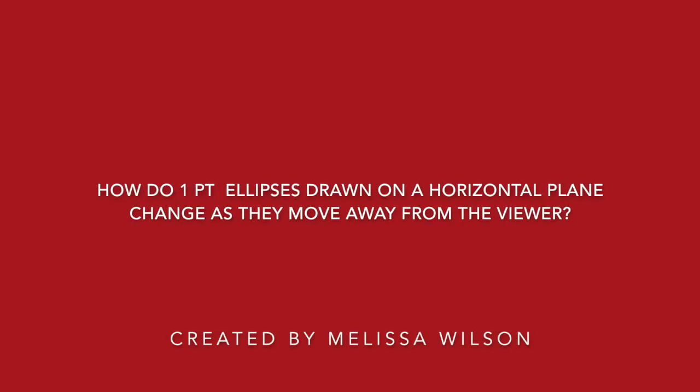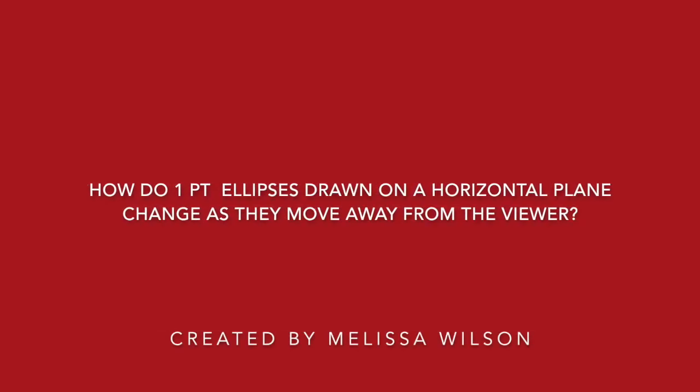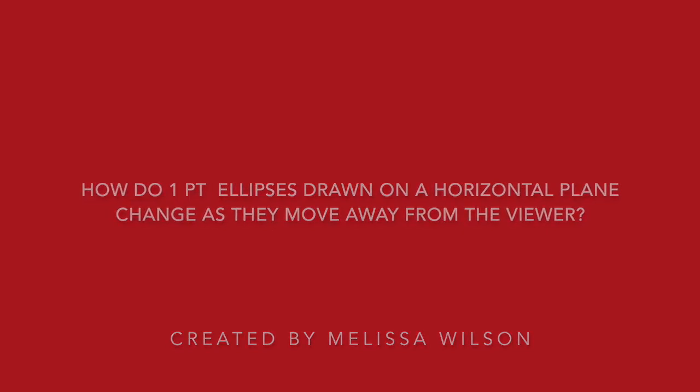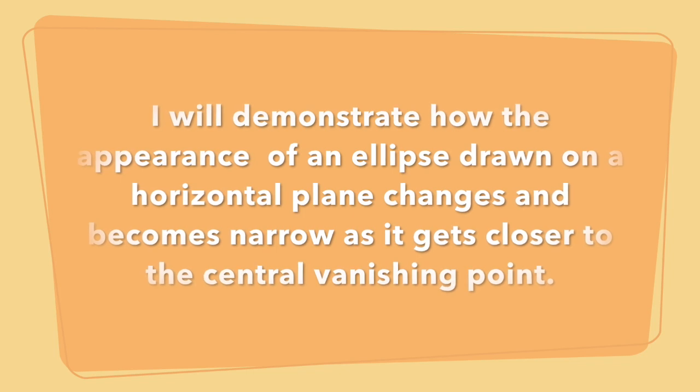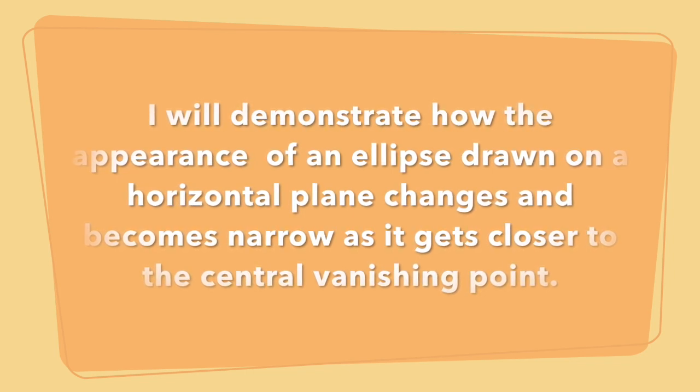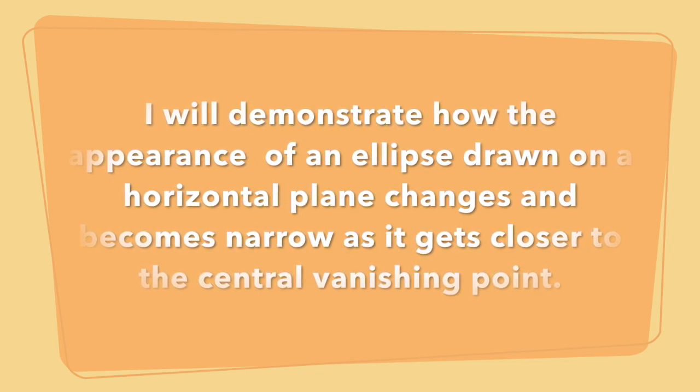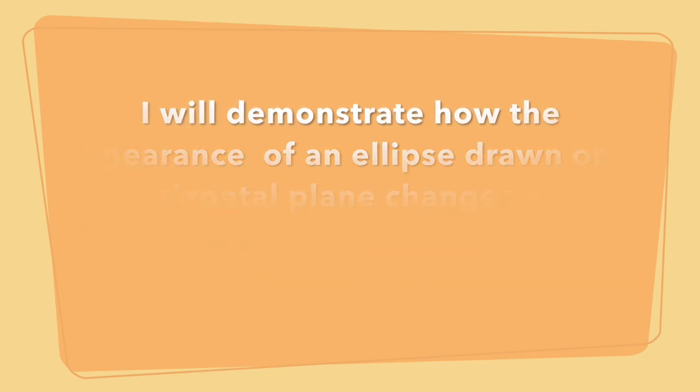One-point ellipses drawn on a horizontal plane change as they move away from the viewer. I will demonstrate how the appearance of an ellipse drawn on a horizontal plane changes and becomes narrower as it gets closer to the central vanishing point.